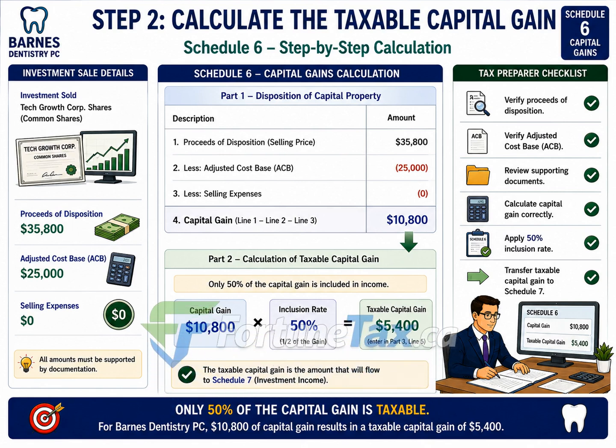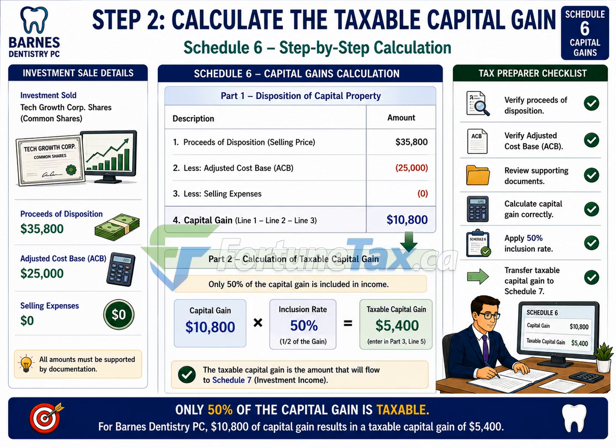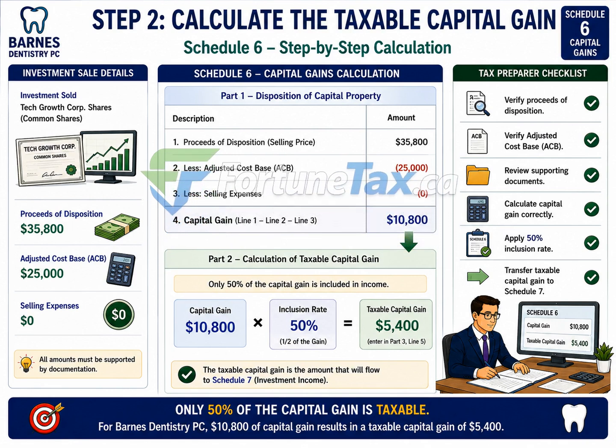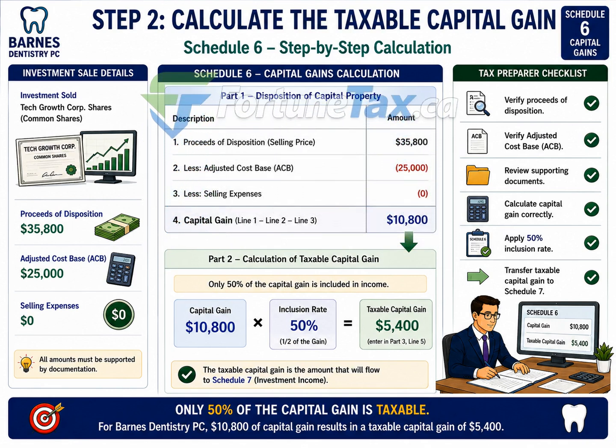For this example, the capital gain is $10,800. The inclusion rate is 50%. That means only half of the gain is included in taxable income. The calculation is straightforward. $10,800 multiplied by 50% results in a taxable capital gain of $5,400. This taxable capital gain is the amount that matters for tax purposes. Notice the large highlighted figure in the center of the slide.